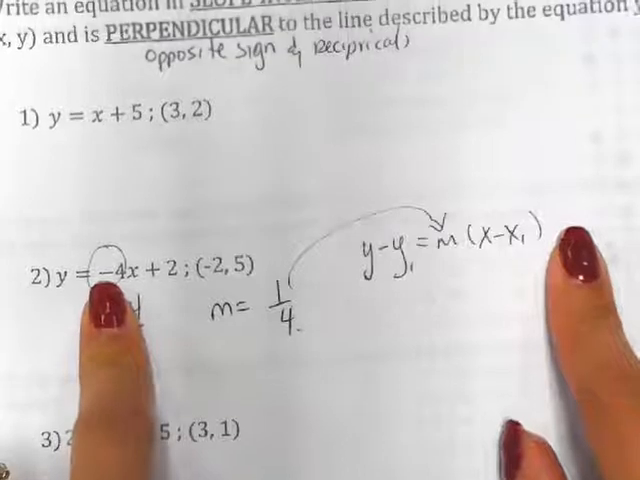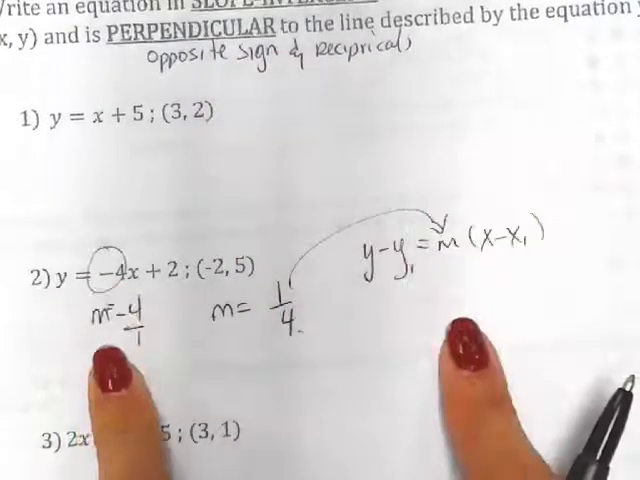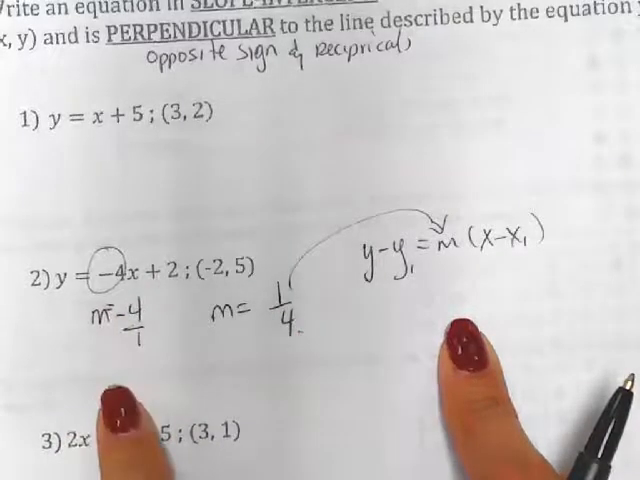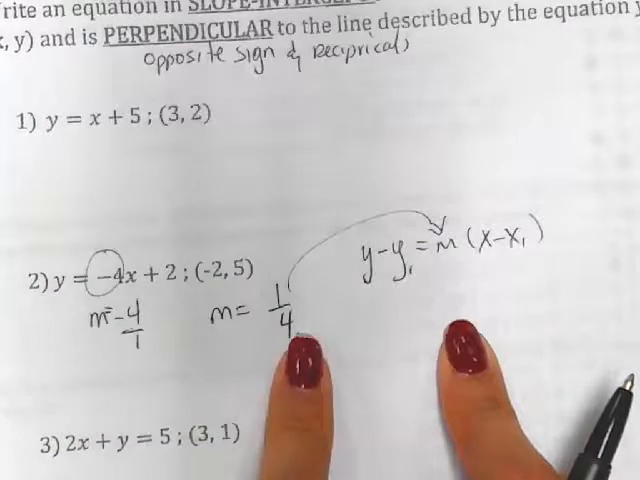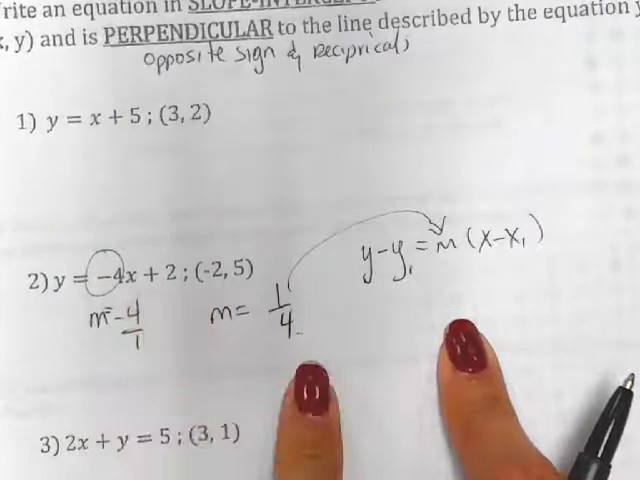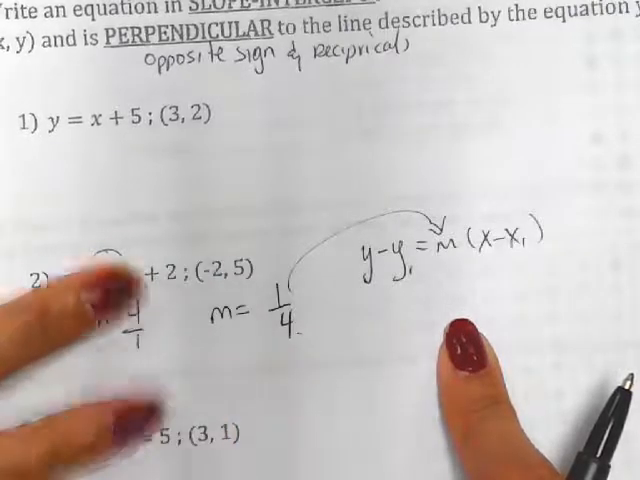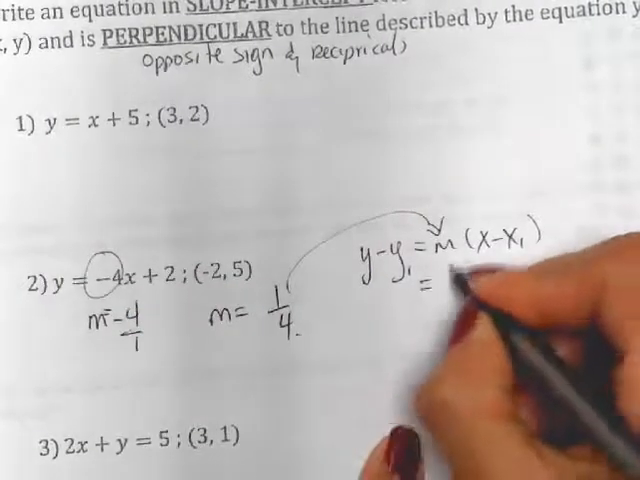In perpendicular lines, they have to be opposite sign and reciprocals of each other. So make sure you change it from a positive to a negative if it's a positive, and if it's a negative, then negative to a positive. They have to be opposite signs, whatever they are. And then do the reciprocal, flip it over. Then substitute it in, 1/4.